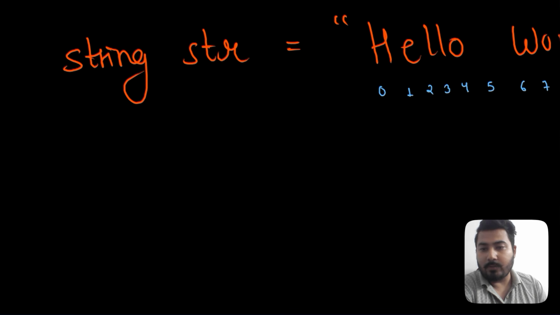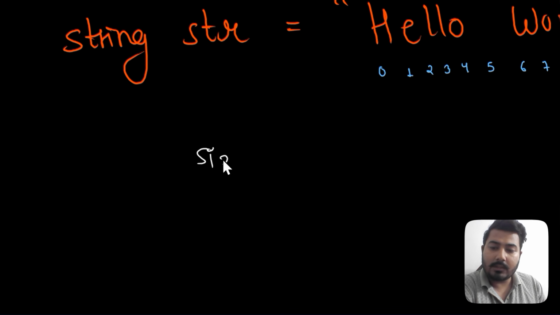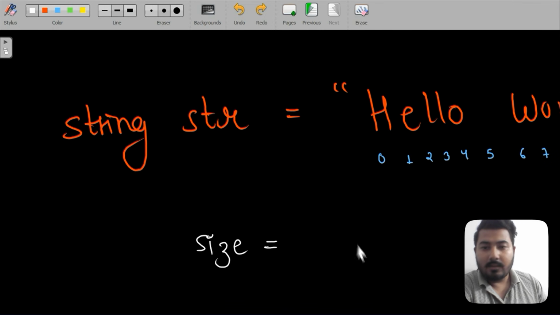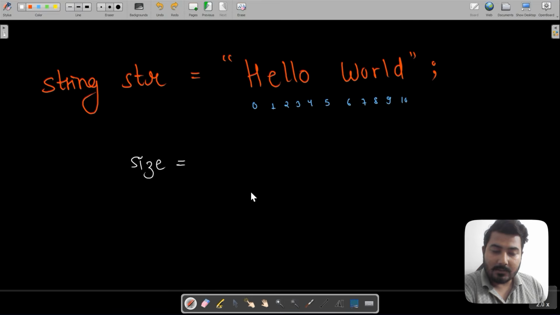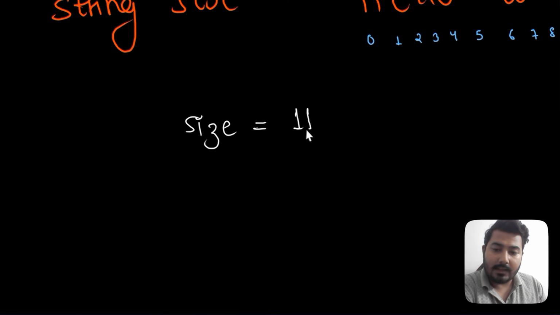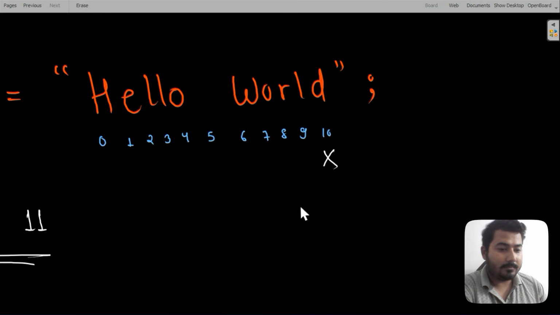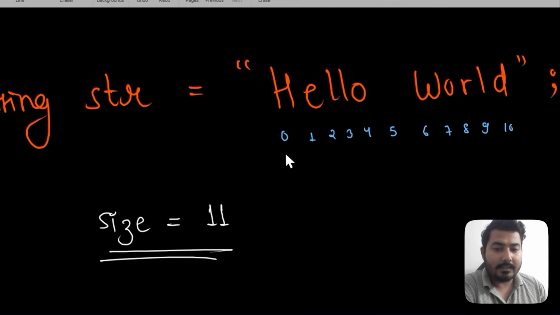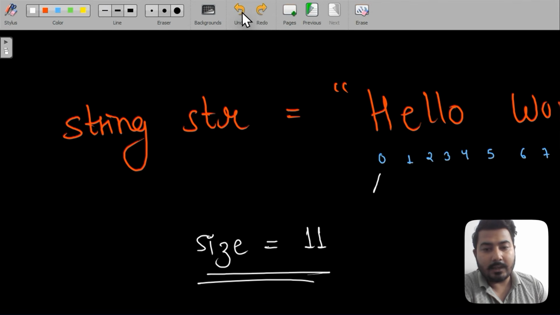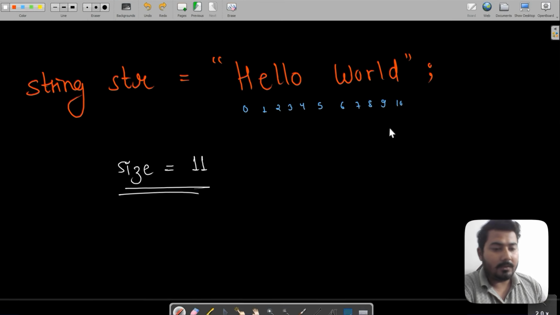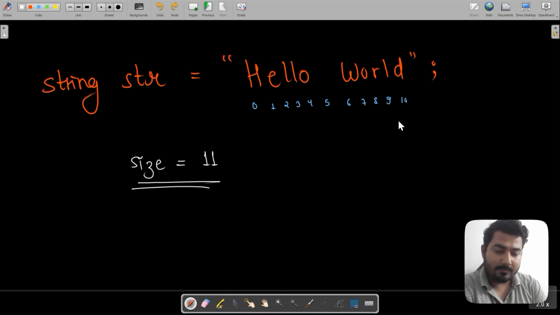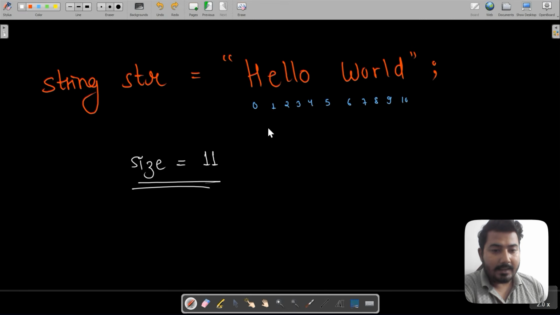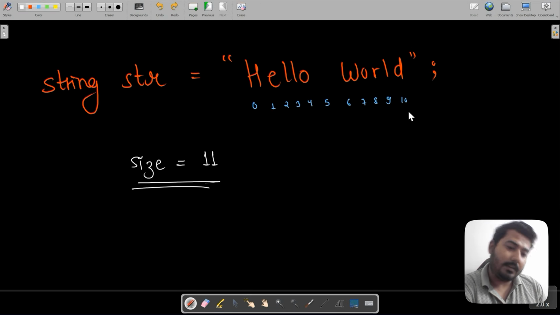As I told you before, if I ask about the size of this string, what do you think? You might have answered correctly, you might have answered wrong. Its actual size is 11, not 10. Those who are thinking it's 10, it is not. As I explained before, indexing always starts from 0. That is why its last index will always be 1 less than its actual size. In this case, the size of your string is 11 and indexing goes from 0 all the way up to 10.